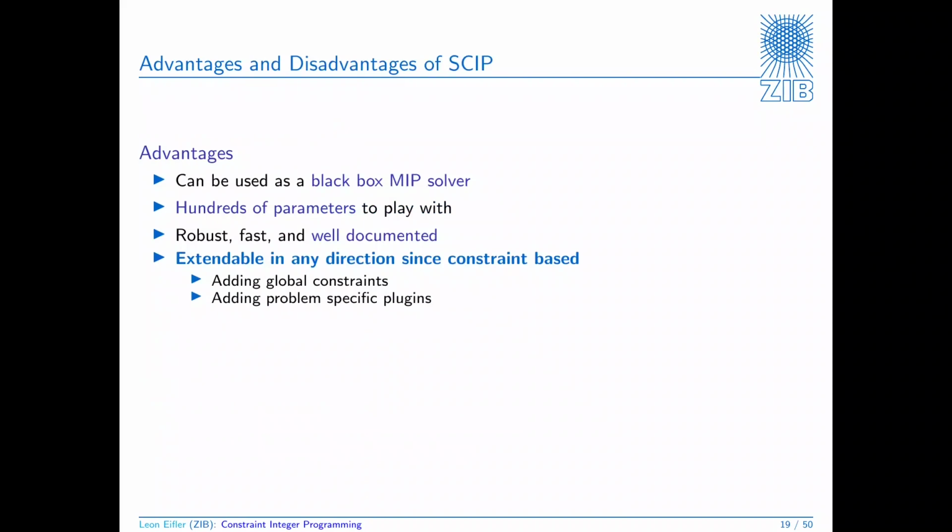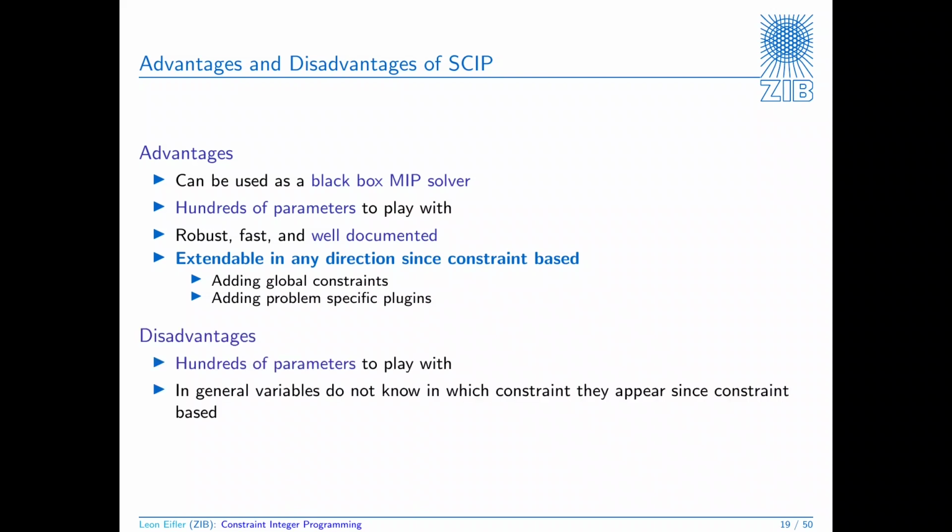Let's discuss some of the advantages and disadvantages of SCIP and constraint integer programming as an approach. So the first advantage is that it can be used as a black box MIP solver, although this is of course not an advantage singular to SCIP. You can use any MIP solver as a black box MIP solver. You have a lot of parameters to play with, hundreds of them in fact, so it is possible to customize SCIP to your own needs without actually implementing any code. SCIP is robust, fast, and well documented. It is, in my opinion, one of the better documented pieces of academic software out there. And you can extend it in any direction since it's constraint-based. So you can add problem-specific plugins and global constraints that can mean anything that you can imagine.